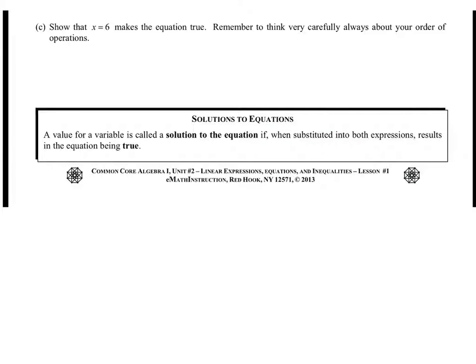The next thing is we're going to take that same equation and show that x equals 6 makes the equation true. Remember to think very carefully about your order of operations. So we do 2 times 6 minus 8 equals 10 minus 6. So everywhere there was an x, we put 6. 2 times 6 is 12. 10 minus 6 is 4. 12 minus 8 is 4. And yes, 4 equals 4.